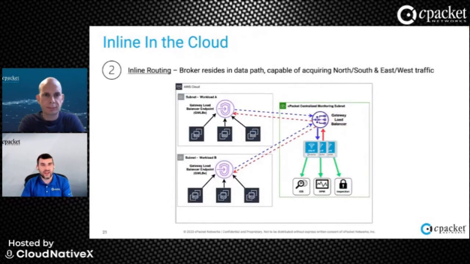And that brings me to inline routing. This is also AWS. What's unique here is the gateway load balancer, which is what's unique about this diagram. On the previous diagram, it was just a standard network load balancer. In this example, you deploy what's called a gateway load balancer endpoint, this little blue circle here, in the subnet you want to obtain visibility from. And then we essentially sit in line in the data path.